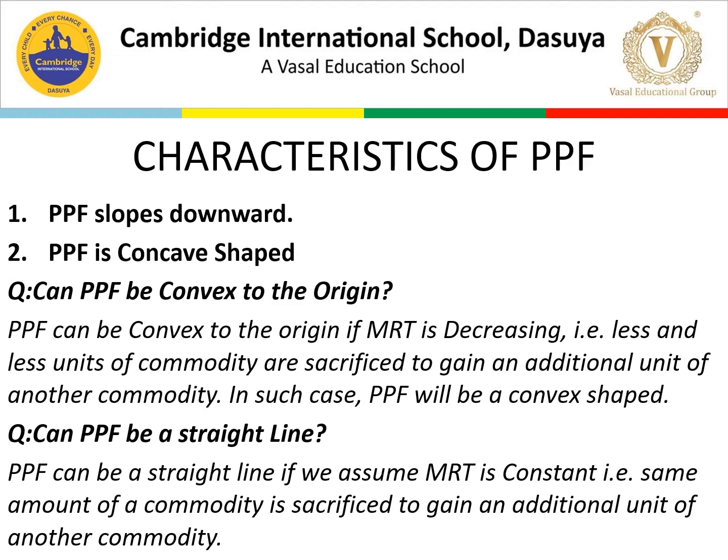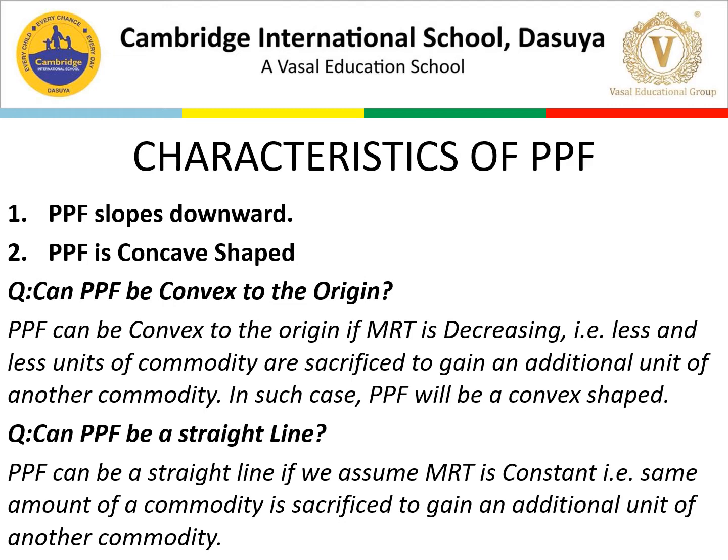So why is it called a concave shape? PPF is concave shaped because of increasing marginal rate of transformation. Yes, as you know, marginal opportunity cost is always increasing, so marginal rate of transformation is also increasing. That is, more and more units of one commodity are sacrificed to gain an additional unit of another commodity. So because of this increasing MRT, we are getting the PPF in the concave shape.